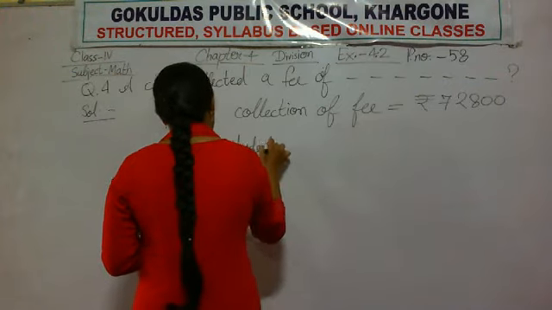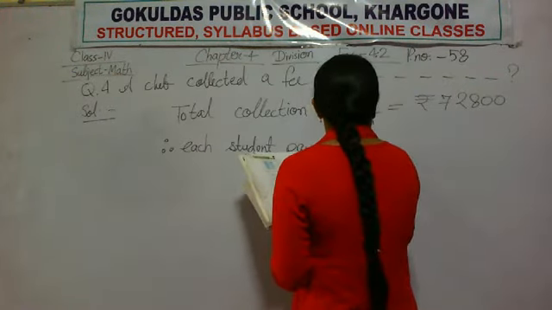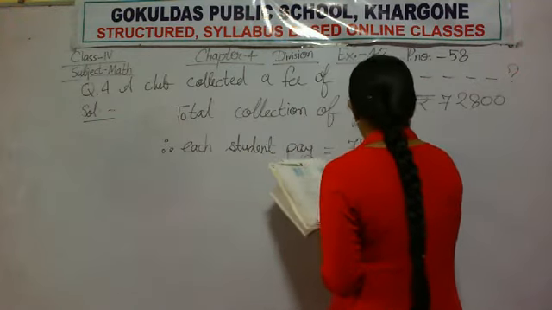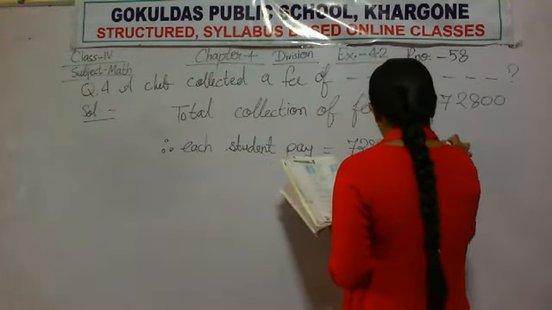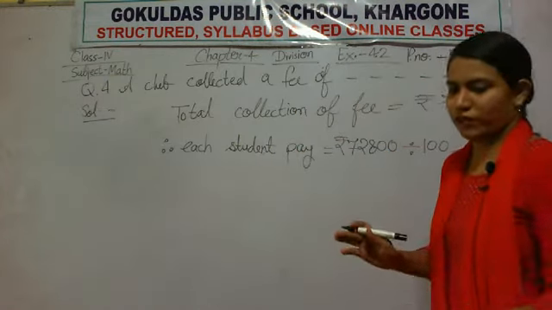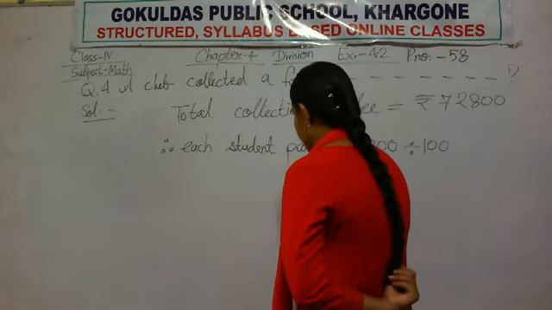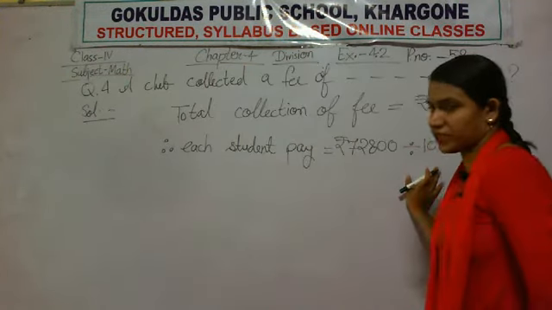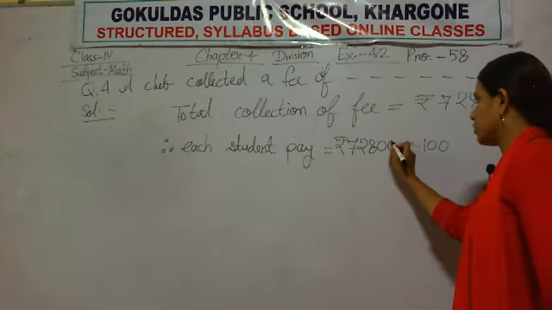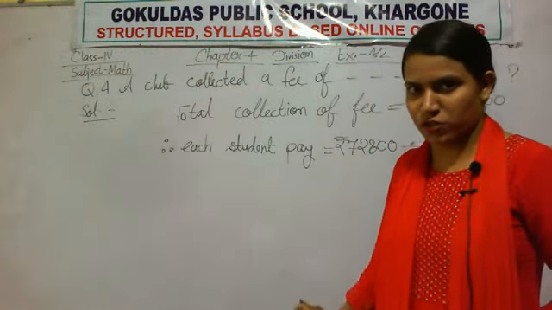Therefore each student pays equals to 72800 divided by 100. So when we divide this number by 100, we are using a trick here. If you forget the trick, then you can use the actual division process over here.